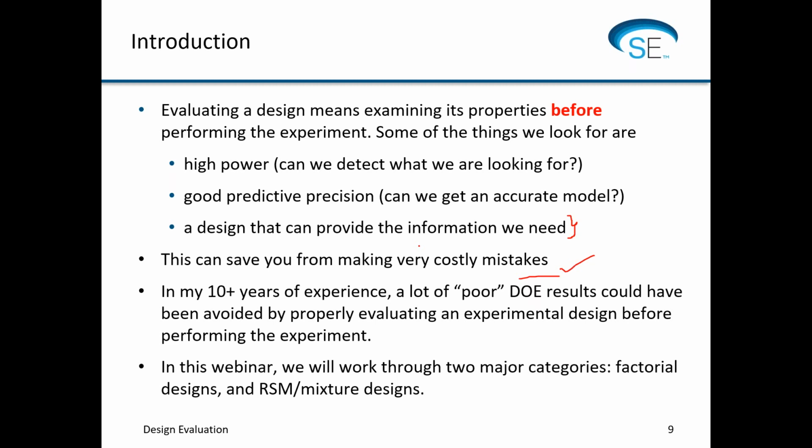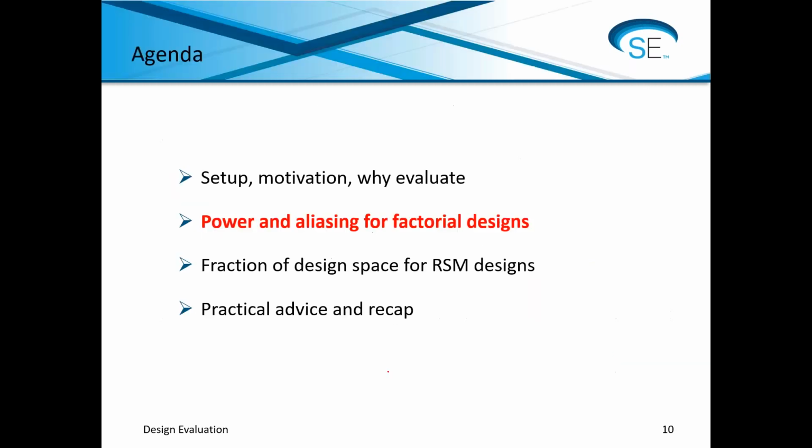And we tell them, well, unfortunately you should have thought of that beforehand and set the design up to capture those. And when in doubt, ask a statistician, ask somebody to do a sanity check on this. And as I said, in this webinar, we're going to work through two major categories of design. So we're going to look at factorial designs here, okay? And we're going to look at RSM and mixture designs. So let's not waste too much time here, and we'll just get right into the factorial design evaluation slides.